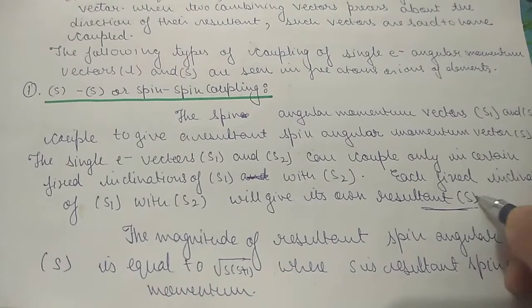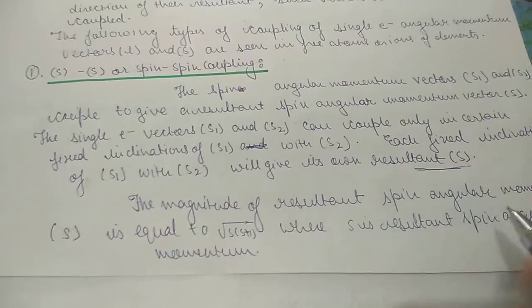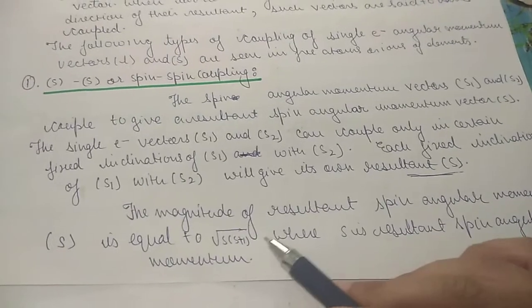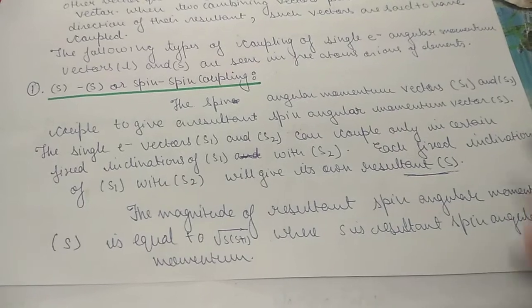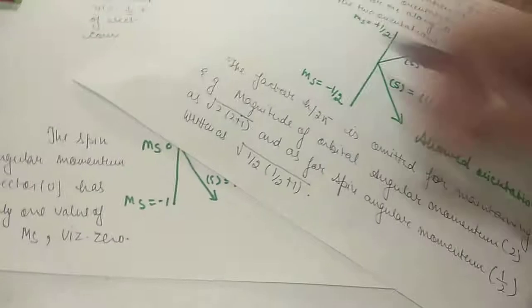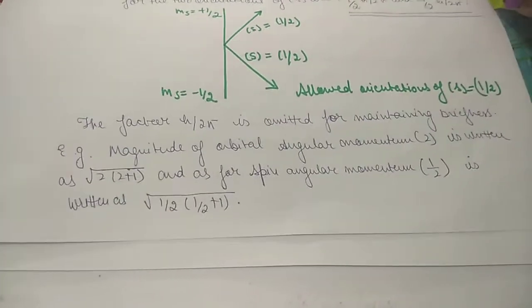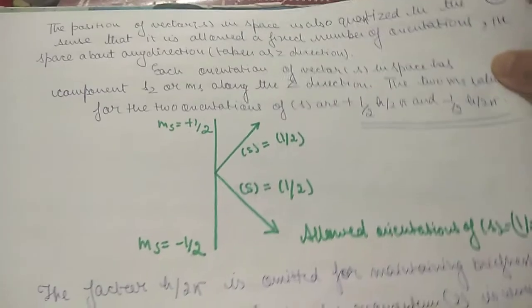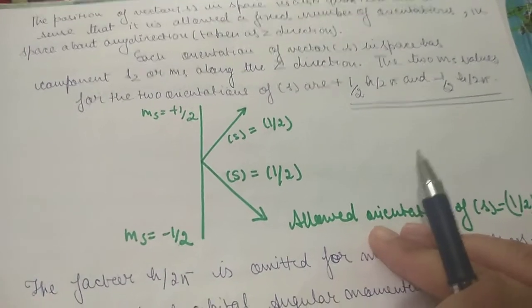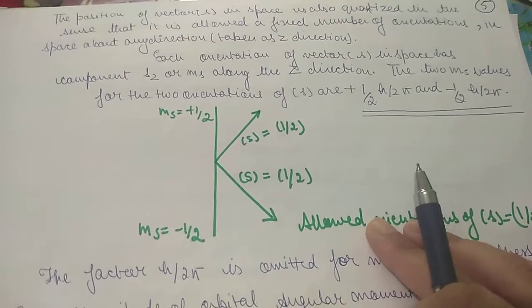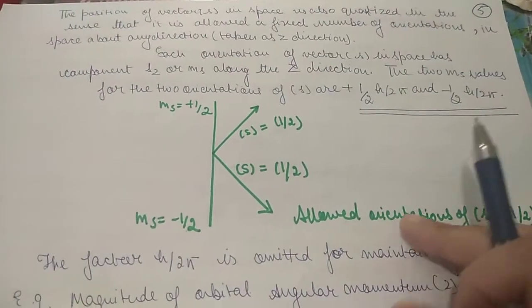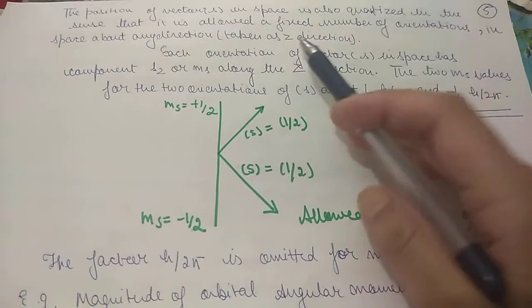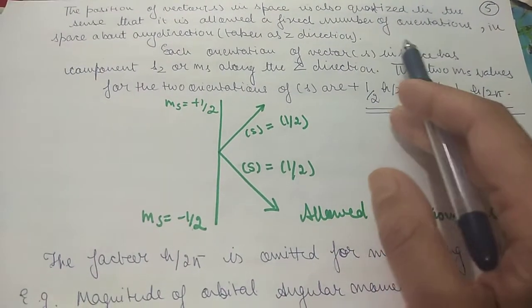These two vectors S1 and S2 couple with each other in a certain fixed inclination, and they give their resultant vector S. Now the magnitude of the resultant spin angular momentum S is equal to under root S into S plus 1, where S is the resultant spin angular momentum. This will be clearer from this figure. We can see here that the position of the vector in space is also quantized, in the sense that it is allowed a fixed number of orientations.